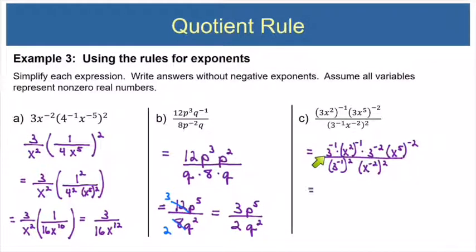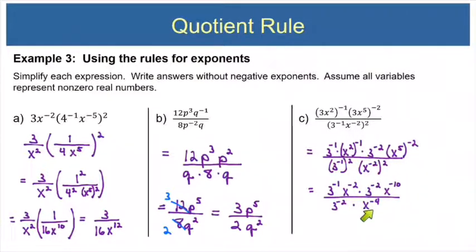Now I'm going to do these power to power parentheses. That's going to give us 3 to the negative 1 times x to the negative 2, because 2 times negative 1 is negative 2, times 3 to the negative 2 times x to the negative 10. And that's all over 3 to the negative 2 times x to the negative 4, because negative 2 times 2 is negative 4. Now you can see all the exponents are negative. Everything's going to have to move.